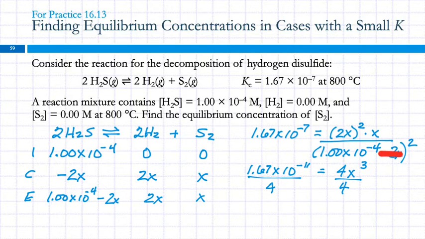1.67 times 10 to the minus 7 times 1 times 10 to the minus 4 squared. So that is actually 1 times 10 to the minus 15. It's a little different. So I'm going to divide by 4. The 4's cancel out. And now I'm going to find out that x is equal to the cube root of 4.175 times 10 to the minus 16.